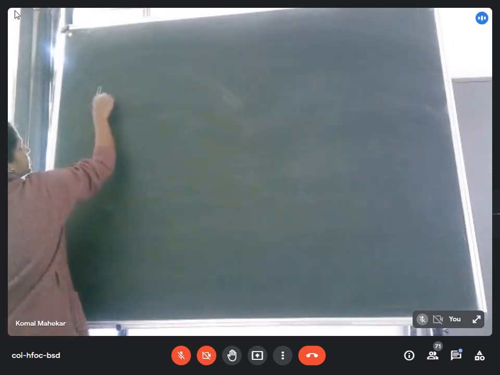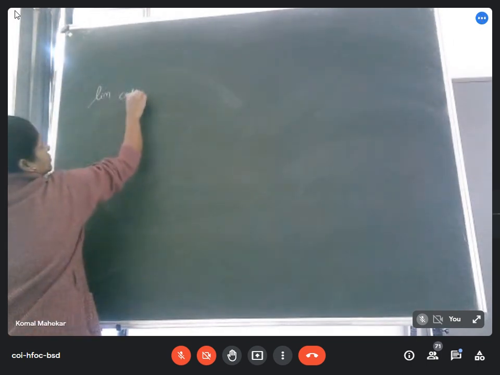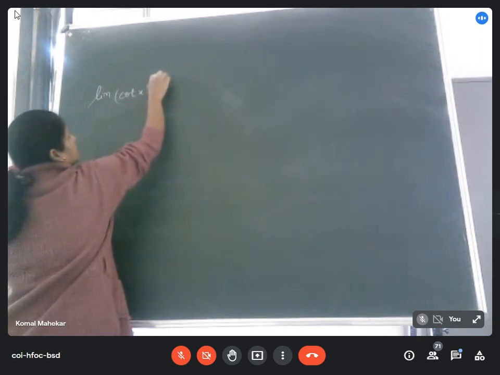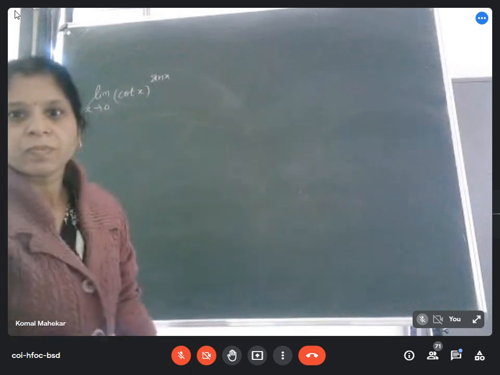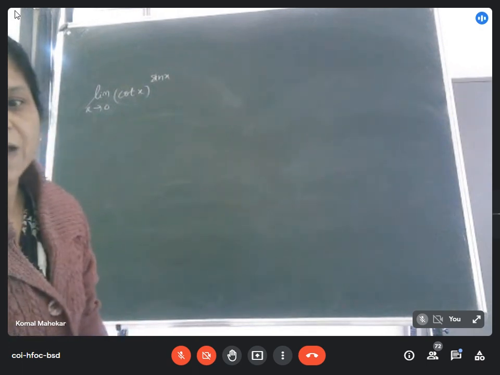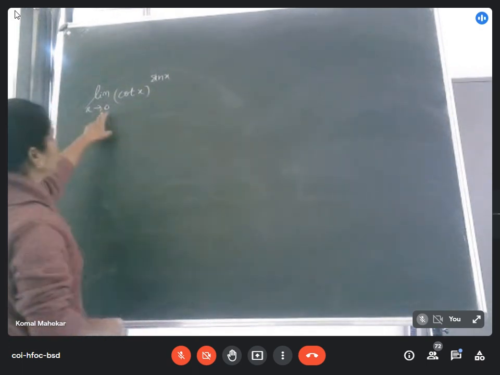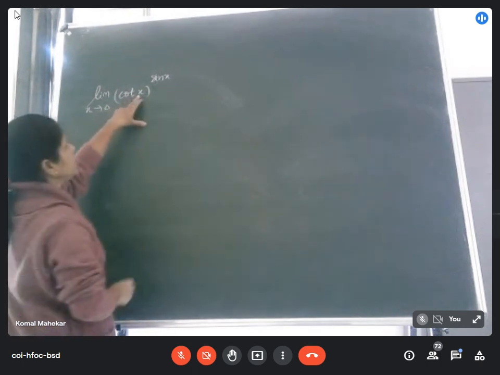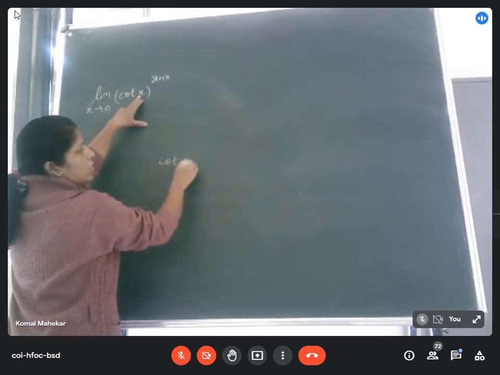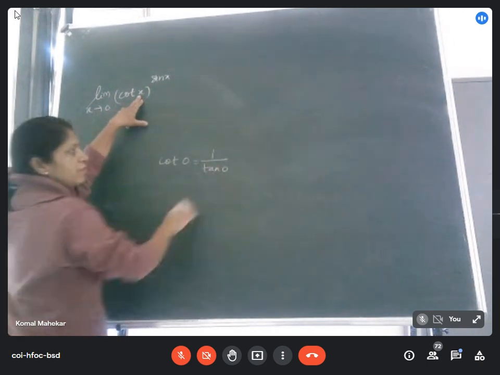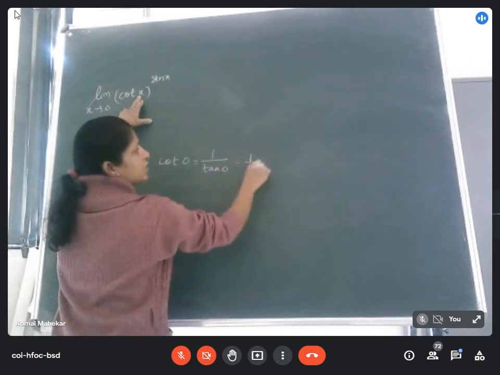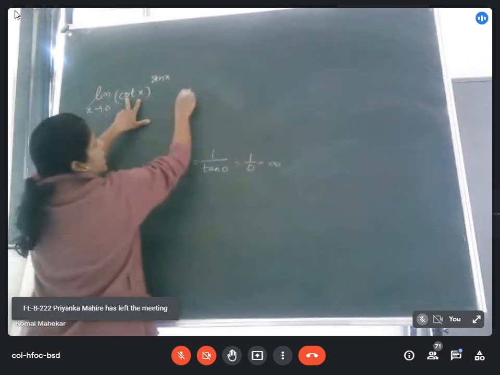Now consider the example. Limit of cot x raised to sin x, as x tends to 0. Now see here, if you put x equal to 0, this becomes cot of 0. Cot is nothing but 1 by tan. Tan of 0 is 0, so 1 by 0, this is infinity. So this value is infinity.